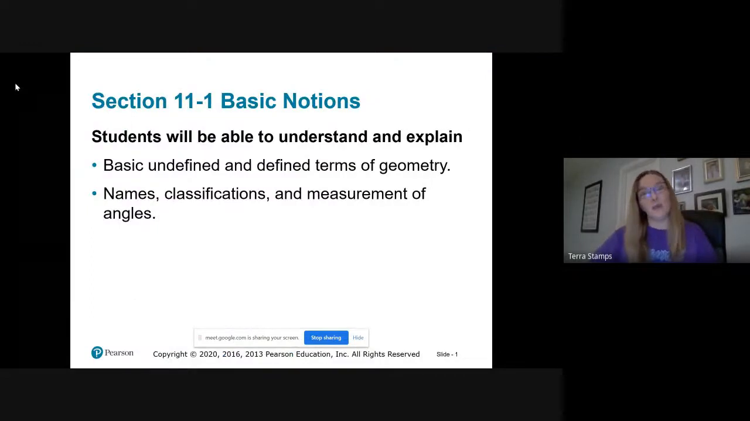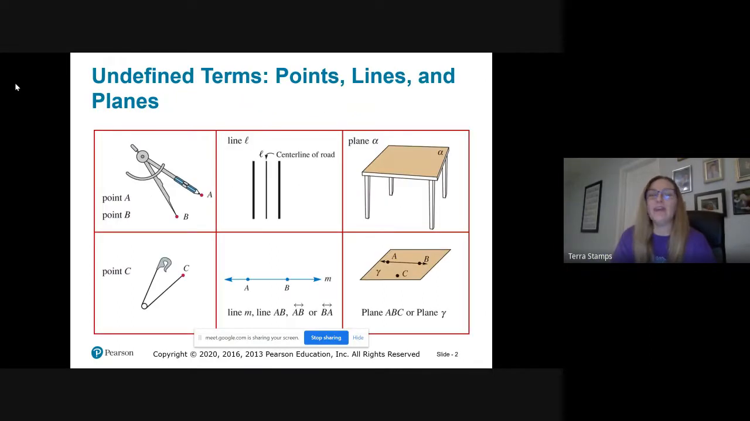So section 11.1, basic notions of geometry. This is just what you'll be able to do as soon as this section is complete. It's really a lot of terminology. That's really all this section is, okay? So we have some undefined terms. We have points, lines, and planes.